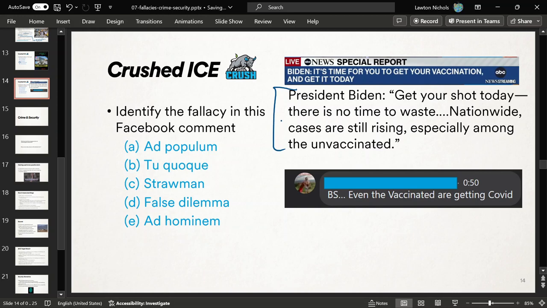He said this: "Go get your shot today. There is no time to waste. Nationwide COVID cases, by the way, are still rising. That's what he's talking about. Especially among the unvaccinated." So that was his phrase. That was the start of the post.